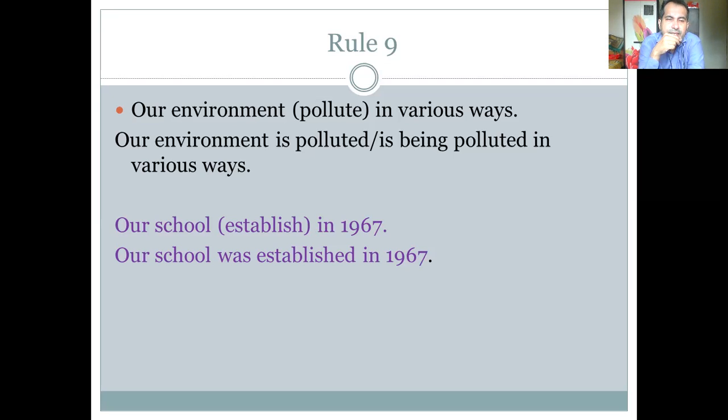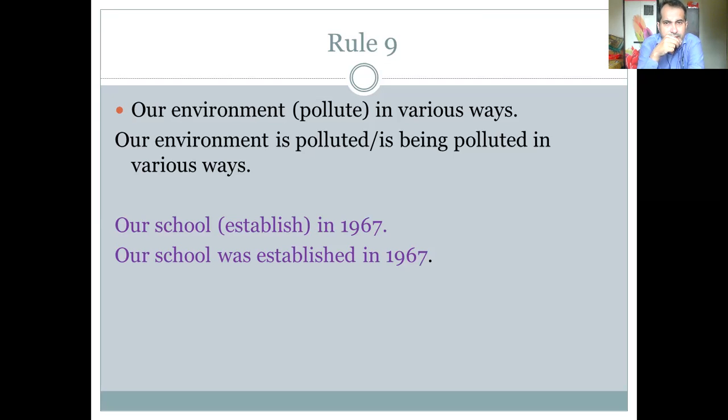The original sentence is usually like this: we pollute our environment in various ways. Just consider this sentence, and you can write this sentence in your khata. We pollute our environment in various ways, and if we make this passive voice, it becomes: our environment is polluted in various ways, and "by us" is in the bracket. This is hidden. It is not usually mentioned, "by us".